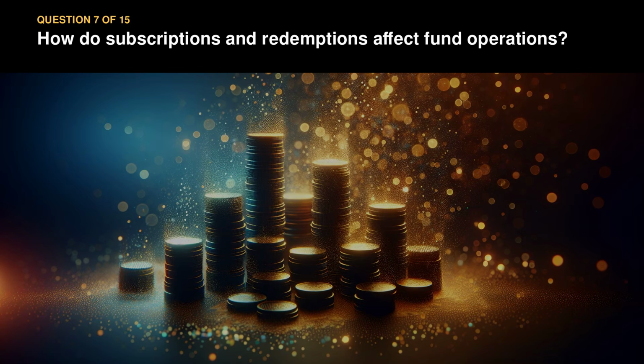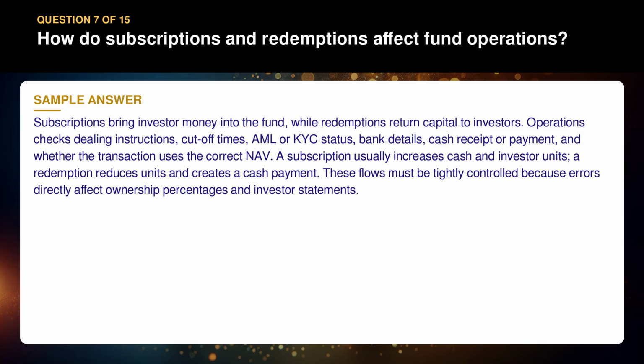Question 7. How do subscriptions and redemptions affect fund operations? Subscriptions bring investor money into the fund, while redemptions return capital to investors. Operations checks dealing instructions, cutoff times, AML or KYC status, bank details, cash receipt or payment, and whether the transaction uses the correct NAV. A subscription usually increases cash and investor units. A redemption reduces units and creates a cash payment.